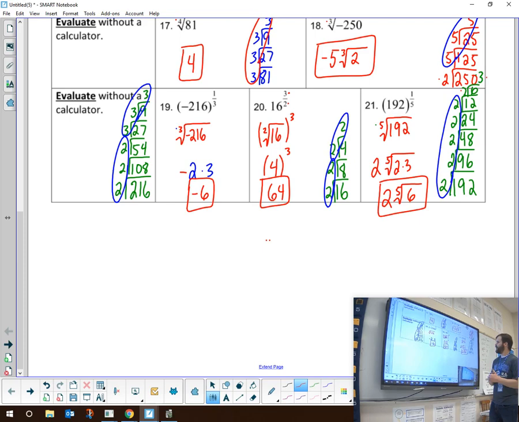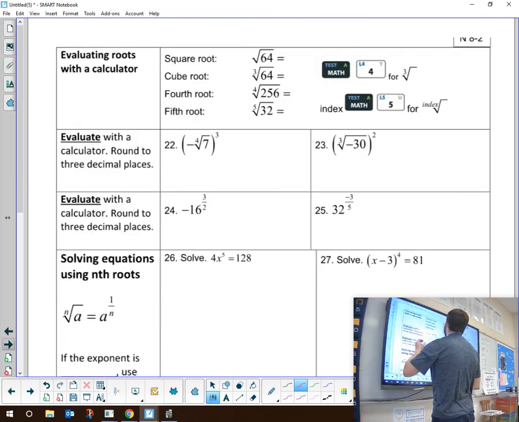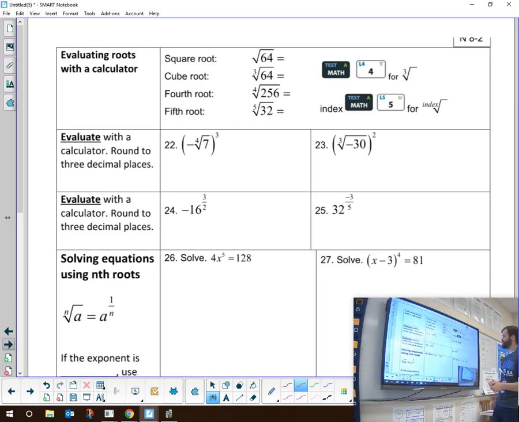Okay? All right, let's turn the page. And let's talk about how to use our calculator to be able to solve these problems. Okay? So, to be able to solve these problems, I'm going to pull up my calculator, but let's take a look here.